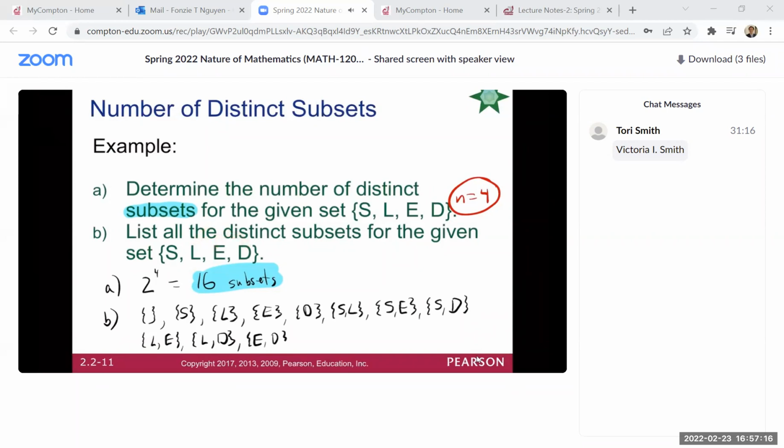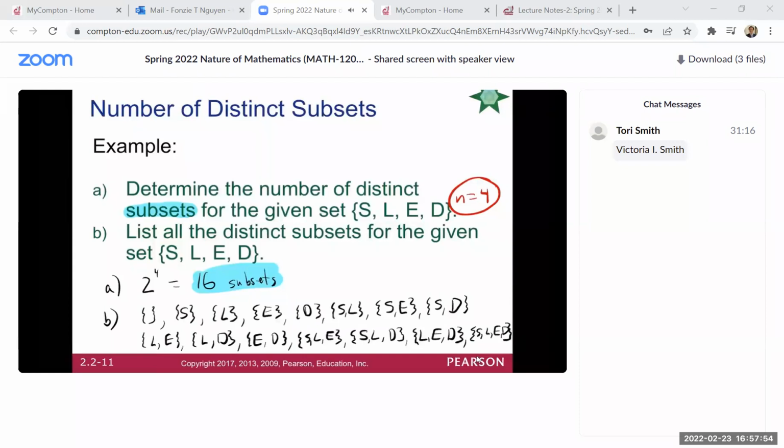Now we have to move on to the ones that have three elements. SLE, SLD. And I think there might be one more with 3. LED, right? LED. All right, very good. And then the last one would be all of them, right? All of them.